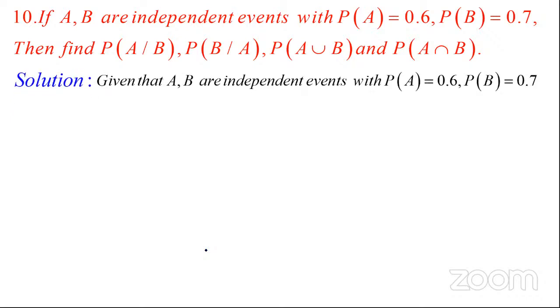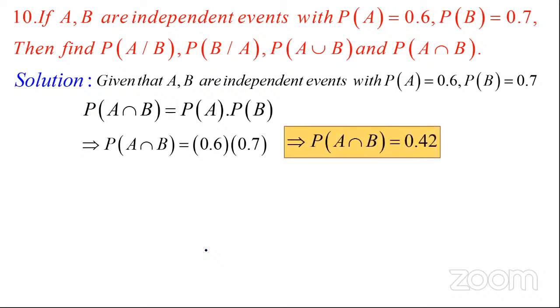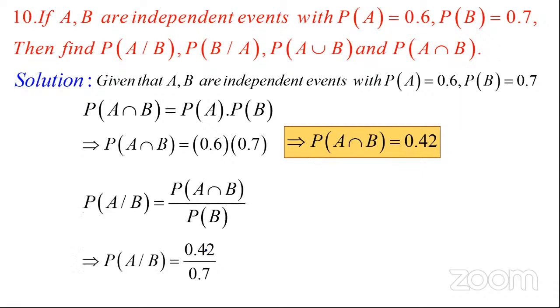Given that A and B are independent events, P of A intersection B equals P of A into P of B. So P of A intersection B equals 0.6 into 0.7, that is 0.42. Then the first question: we have to find P of A by B.